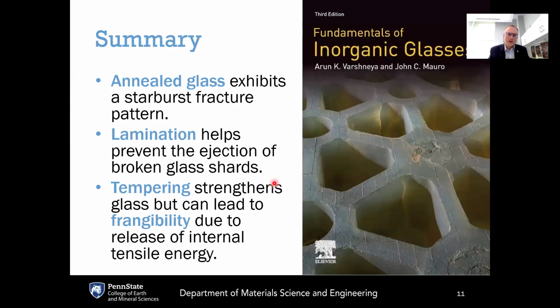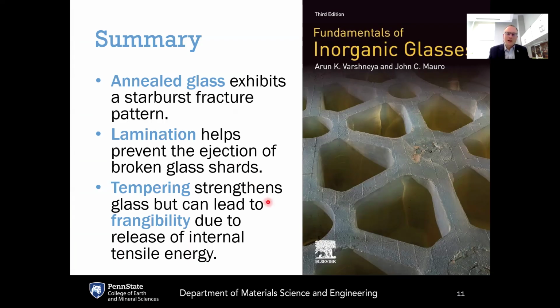And to summarize, we covered three different types of breakage patterns. The first is the starburst pattern that exists in annealed glass. It forms a starburst pattern because the energy is coming from an external source, because the annealed glass itself doesn't have any stored tensile energy. Then there is laminated glass. This is where you've got a polymer layer that holds things together, which can lead to more of a spider web type of fracture pattern, but also helps to prevent the ejection of broken glass shards.